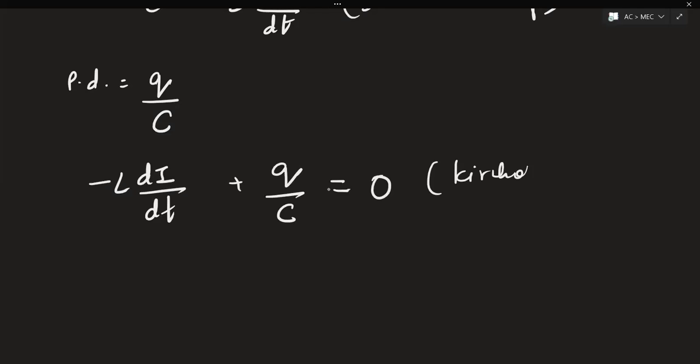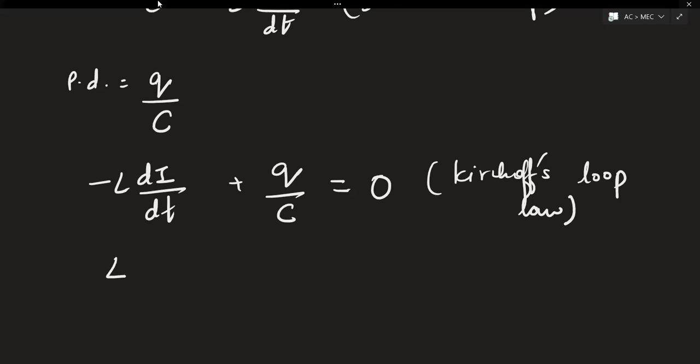So what will the total potential difference become? This is the potential difference across the inductor, plus Q by C, the potential difference across the capacitor. This is equal to 0 using Kirchhoff's loop law. So even if you transpose it to the other side, this becomes positive, or you can do one thing: multiply and divide everything by L. Just divide by L on both sides.